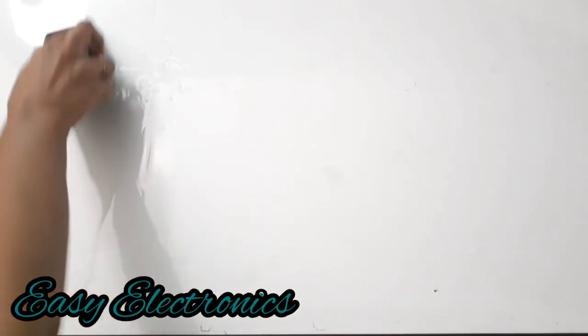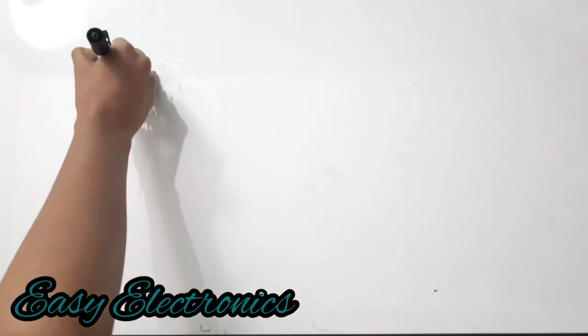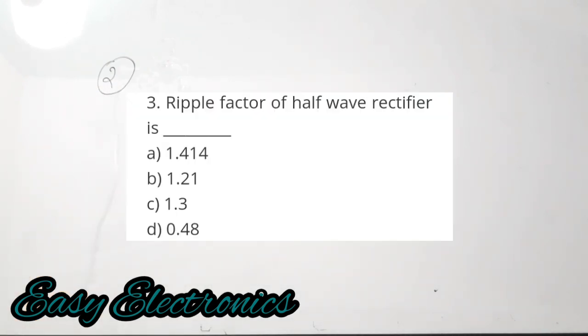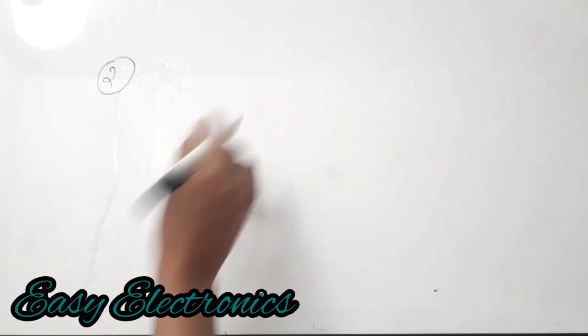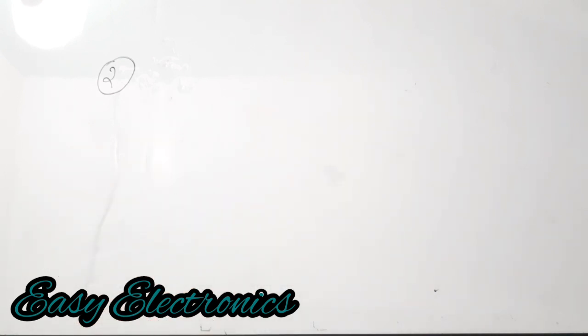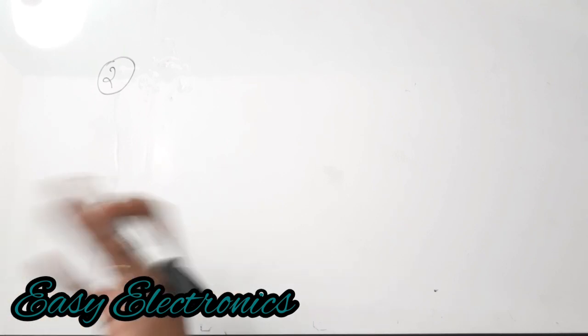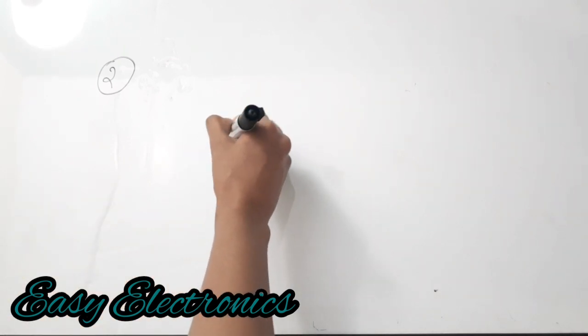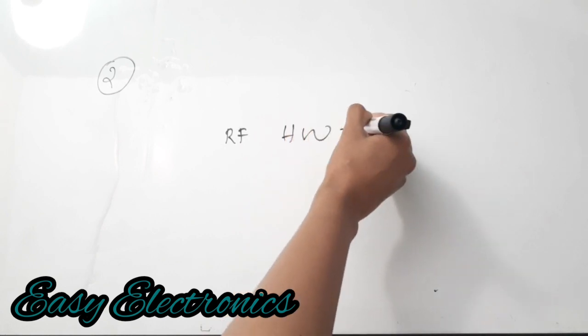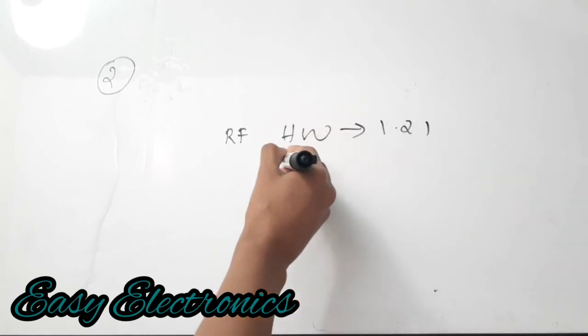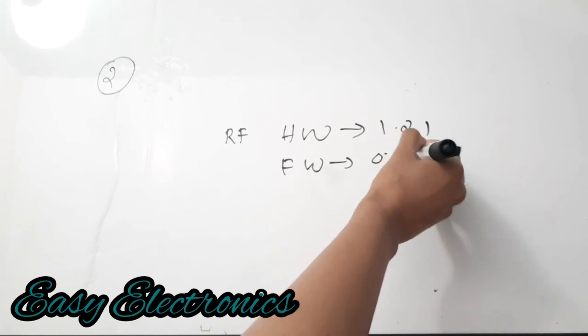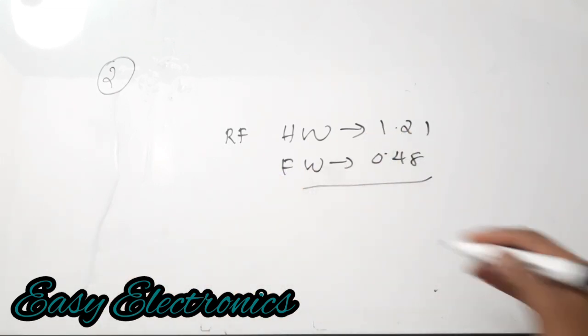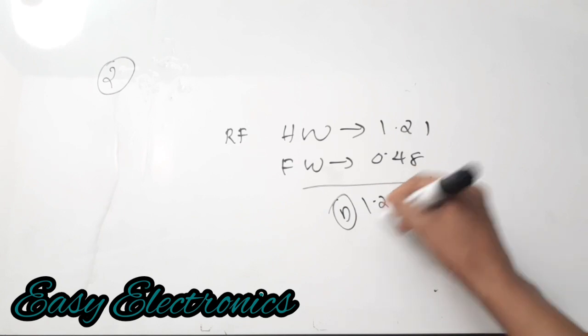Second question, you can see the questions on board. Ripple factor of half wave rectifier is dash. A 1.414, B 1.21, C 1.3, D 0.48. For half wave rectifier, the ripple factor question is very important. Even though they are theoretical questions, they are highly repeated. The ripple factor for half wave rectifier is 1.21 and for full wave rectifier is 0.48. So here the correct answer is option B, 1.21.